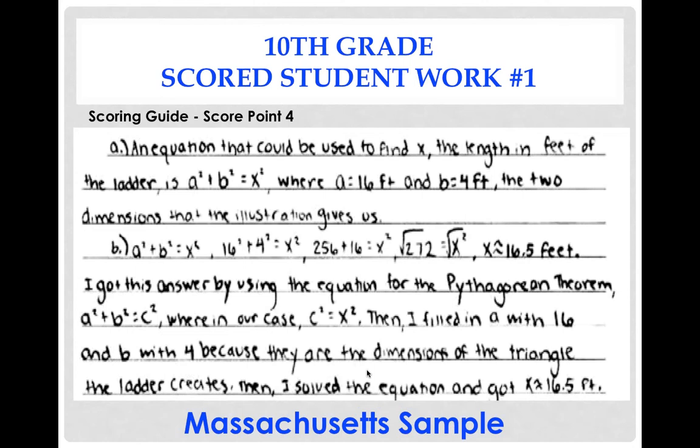And their explanation of how they got it is: I got this answer by using the equation for the Pythagorean theorem, a squared plus b squared equals c squared, where in our case, c squared equals x squared. Then I filled in a with 16 and b with 4 because they are the dimensions of the triangle the ladder creates. Then I solved the equation and got approximately 16.5 feet.